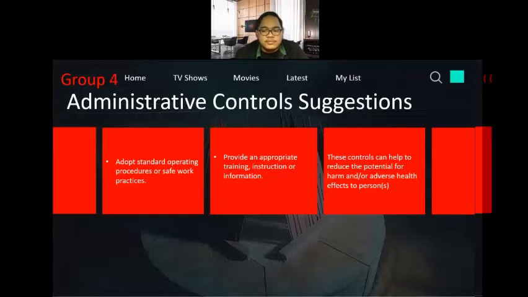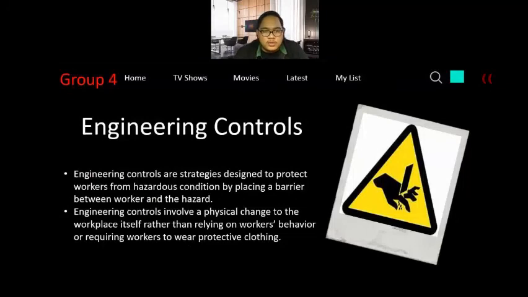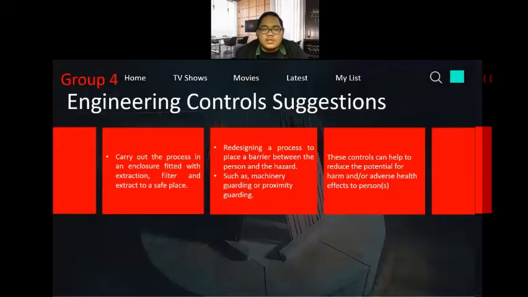person. Next, I'm going to talk about the engineering controls. Engineering controls are strategies designed to protect workers from hazardous conditions by placing a barrier between worker and the hazard. Engineering controls also involve a physical change to the workplace itself, rather than relying on workers' behavior or requiring workers to wear protective clothing. Our suggestions for engineering controls are: first, carry out the process in an enclosure fitted with extraction filter and extract to a safe place.